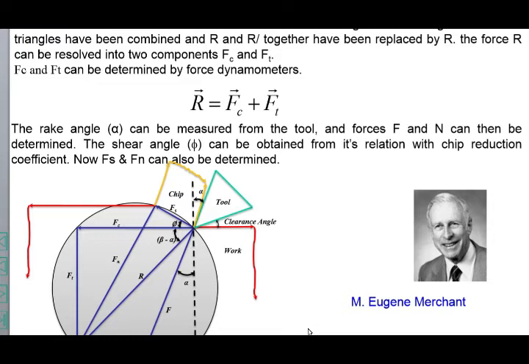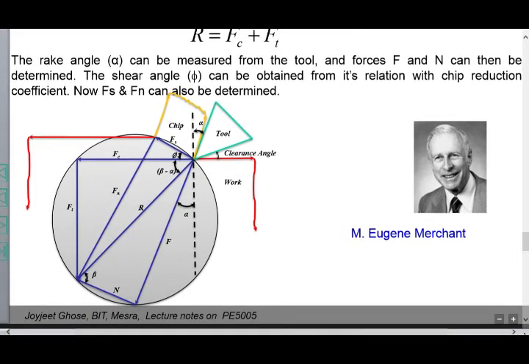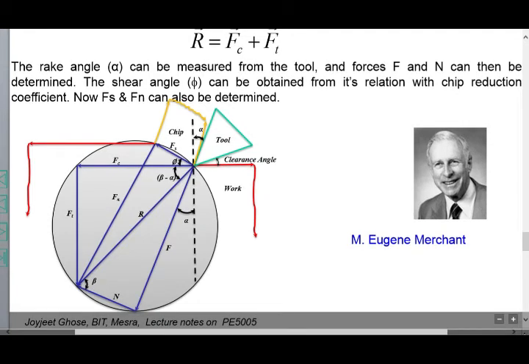The mechanical tool force dynamometer is used with the tool holder. The rake angle alpha can be measured from the tool, and forces F and N can then be determined. The shear angle phi can be obtained from its relation with the chip reduction coefficient. Now Fs and Fn can also be determined. In the Merchant circle diagram, you observe the forces that act in the metal cutting process: Ft, Fc and Fn.